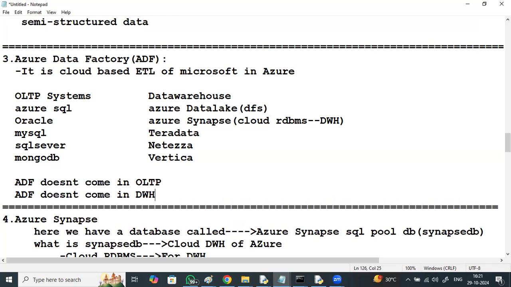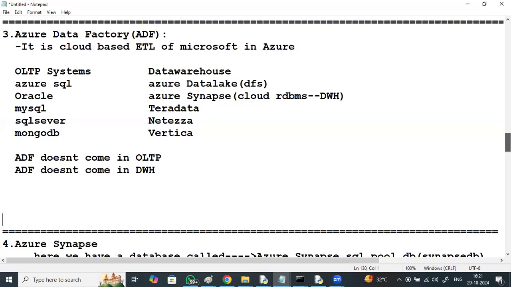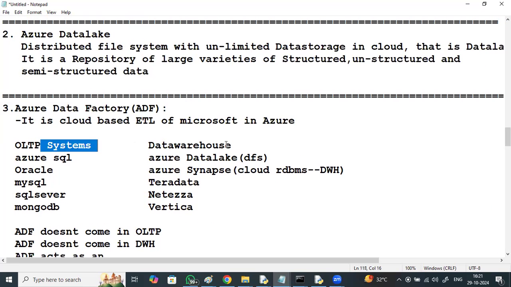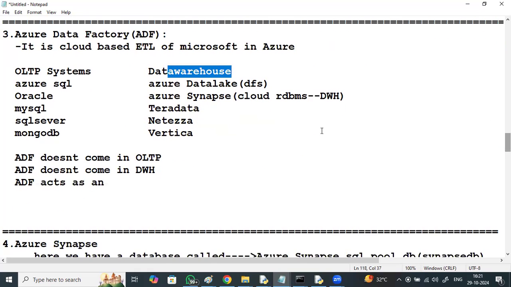ADF doesn't come in OLTP. ADF doesn't come in data warehouse. ADF will be between them, which means it acts as a mediator between OLTP and data warehouse. It acts as an integration service.